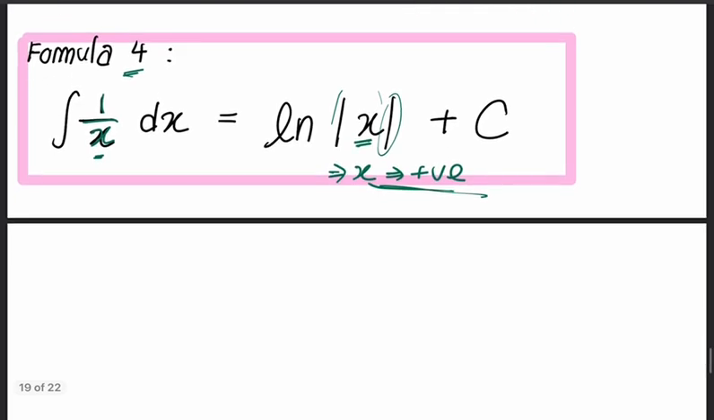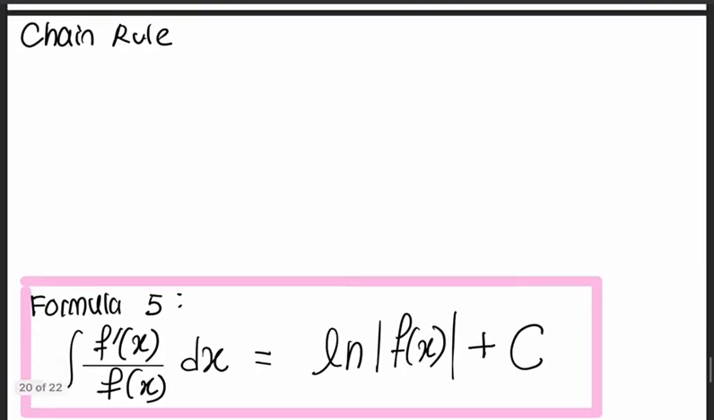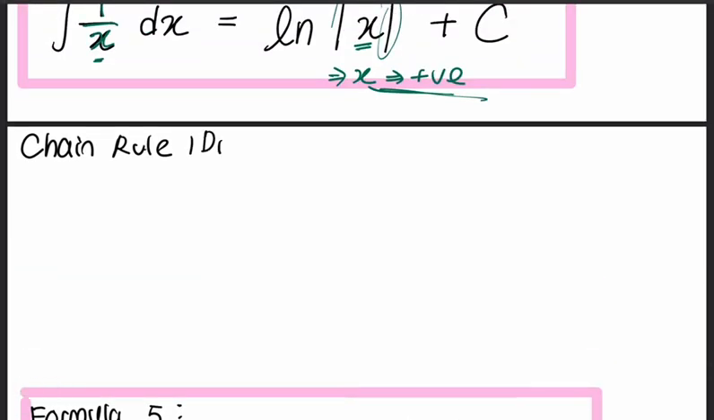From the chain rule we learned in the differentiation part, chain rule from differentiation, we already learned that when y is equivalent to ln f(x).